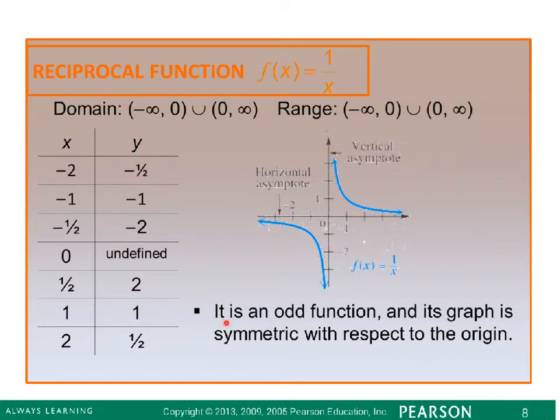This function right here is an odd function and its graph is symmetric with respect to the origin. So if you remember back last chapter, we were looking at even and odd functions, and an odd function is symmetric with respect to the origin. So this graph right here is symmetric, meaning that this line right here, y equals x, is the mirroring line. What you see on one side of the mirroring line, you see on the other.